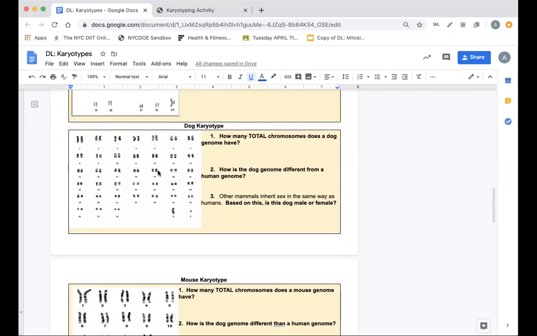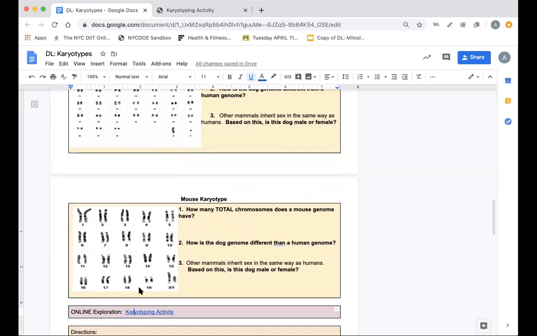We move here to a dog. So the dog has 38 plus the sex chromosomes, which are 39 total sets of chromosomes. You'll see here that the Y chromosome is very small compared to the X. And here's the mouse. And the mouse has 20 sets of chromosomes. So you'll see here the Y is very small compared to the X as well.